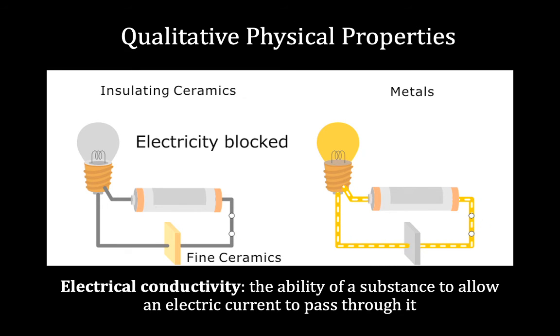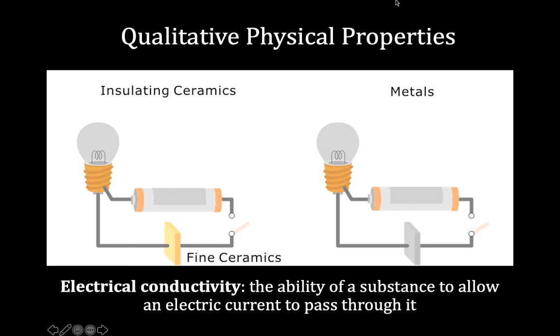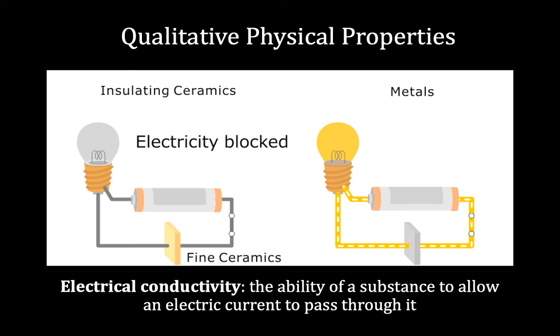Going back to electricity, our last physical property that is qualitative would be electrical conductivity. So we've got two substances here, so these would be ceramics, and we've got metals here. So ceramics are substances that do not allow for electricity to pass through it, and metals are things that do. So we would just describe that to either be conductive or not conductive.